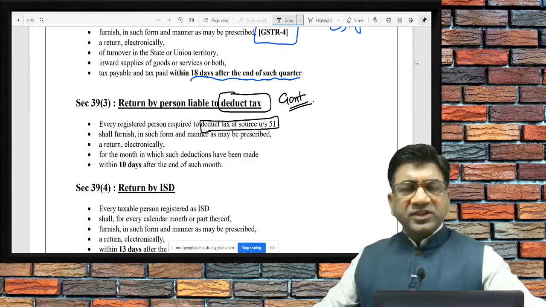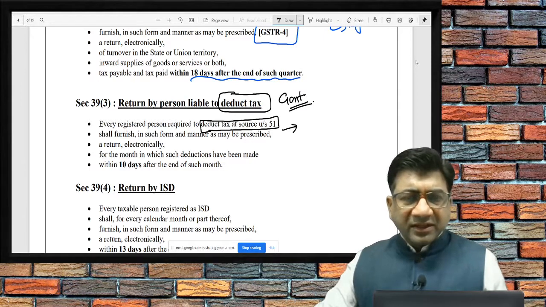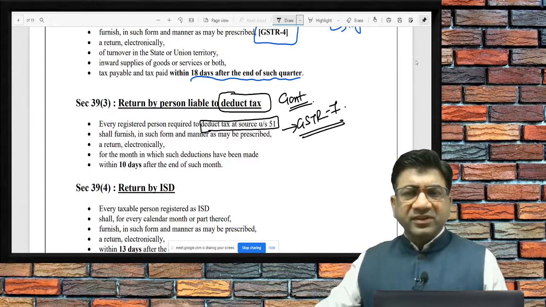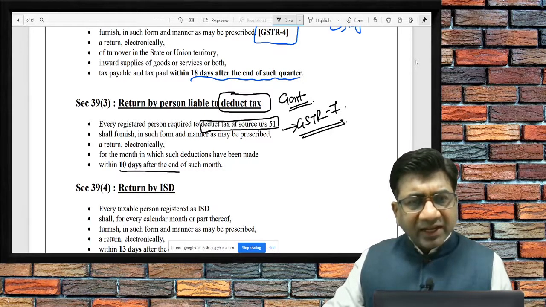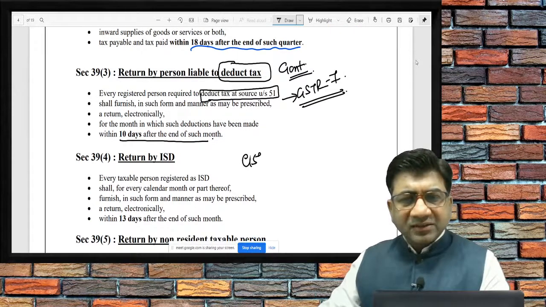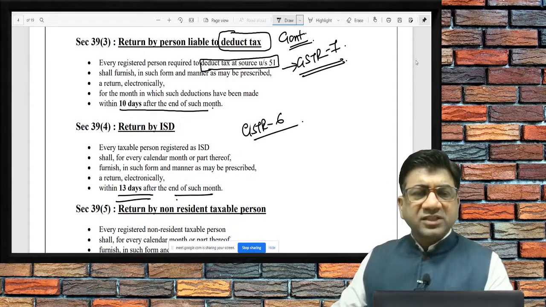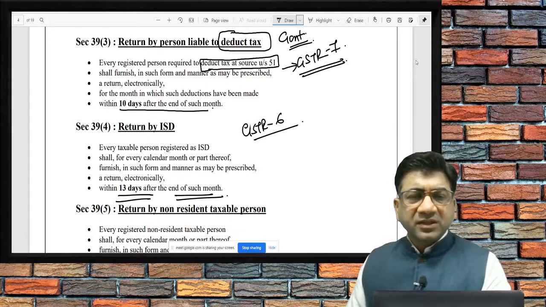Which form will the TDS deductor use to file their monthly return? GSTR 7. Very good. GSTR 7. The date is the 10th of the next month. The ISD will file the return in GSTR 6, and they have to file the return by the 13th of the next month.